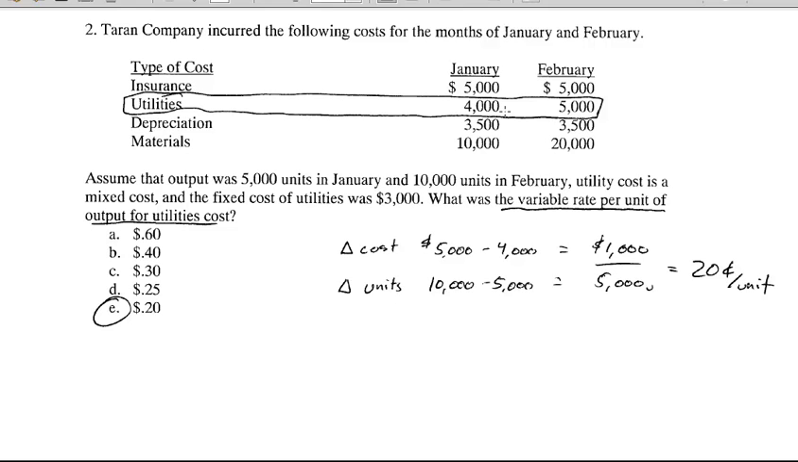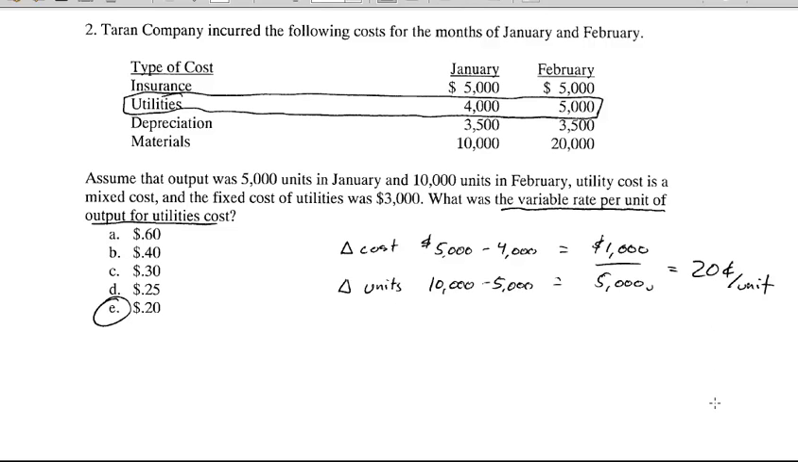The variable rate is going to be the change in the cost as you have a change in the output level. So if the cost in February was 5, cost in January was 4, it gives you a $1,000 change over the change in the units. So you have a 20 cents variable cost per unit.